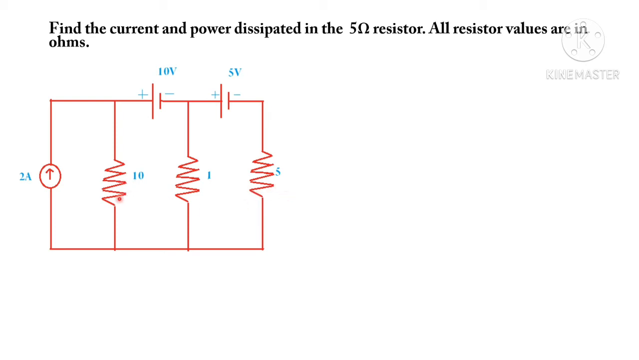First, what we can do is convert this current source into a voltage source, making this 10 ohm resistor be in series with the voltage source. After that we can apply KVL and find the current. Once we find the current, it is easier to find the power which is dissipated. So let us start now. First, we will convert this 2 amps current source into a voltage source. To learn how to convert a voltage source into a current source or a current source into a voltage source, you can watch my previous videos.